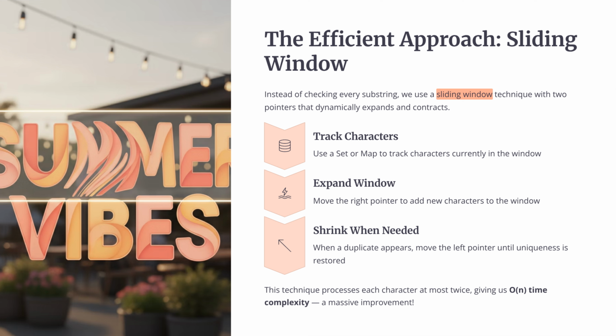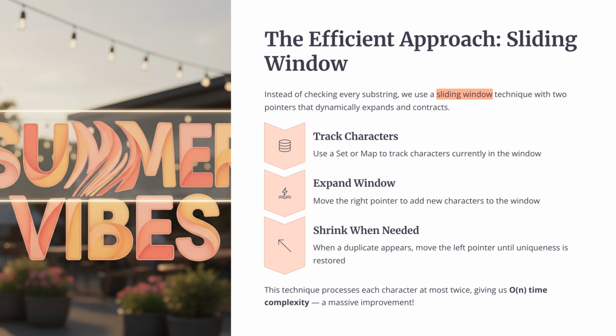Now let's move to the optimized approach, the sliding window technique. This is where things get elegant. Instead of checking every substring, we'll use two pointers, left and right, that form a moving window over our string. The window expands as long as we see unique characters. But if we find a duplicate, we shrink the window from the left until the duplicate is gone.